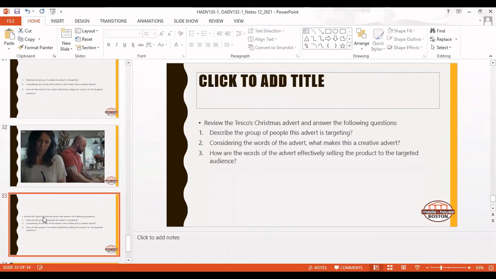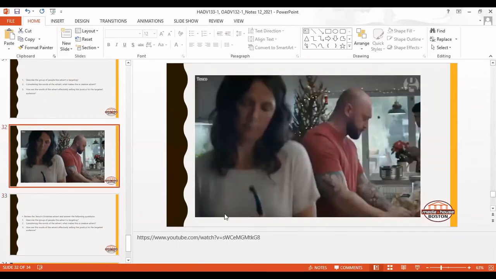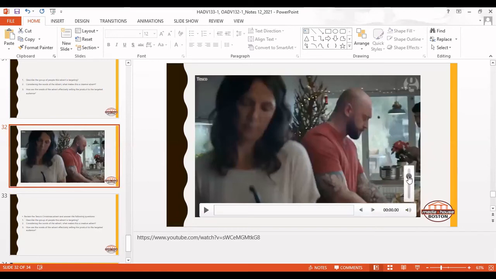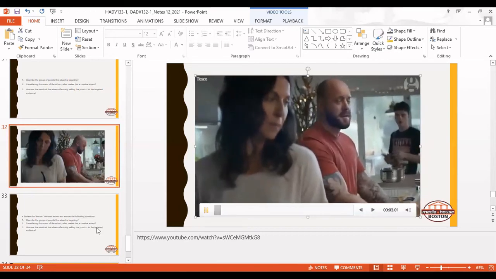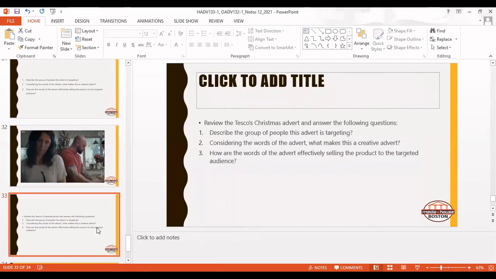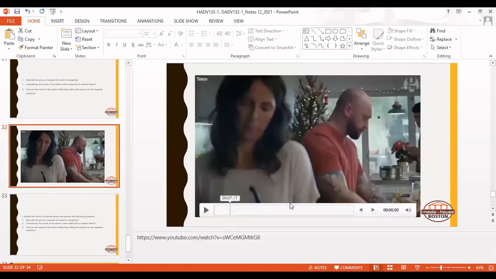Okay, so it says here, that's the Tesco Christmas advert. Describe the group of people this advert is targeting. Who are they targeting with this advert? Everybody, family, friends, everyone. Then, considering the words of the advert, what makes this a creative advert, if it is or if it is not?